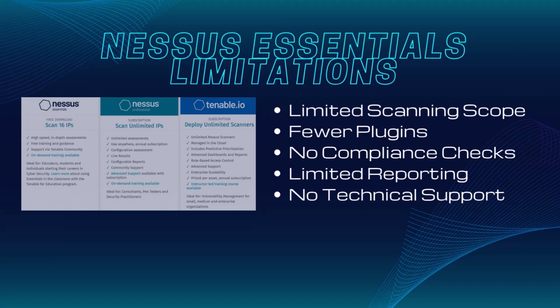Limited scanning scope. One drawback is the scan limitation. Nessus Essentials can only scan a maximum of 16 unique IP addresses. This might be enough for a small home network, but for businesses and larger environments, it quickly becomes insufficient.